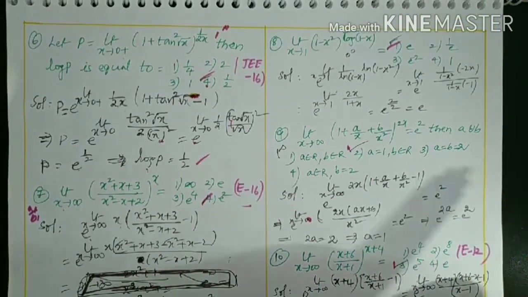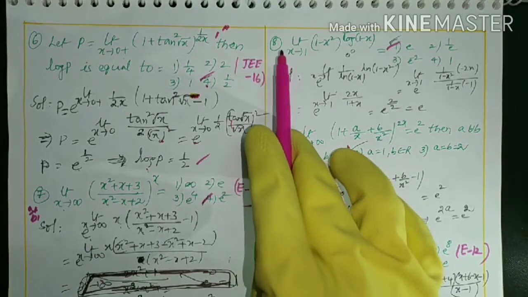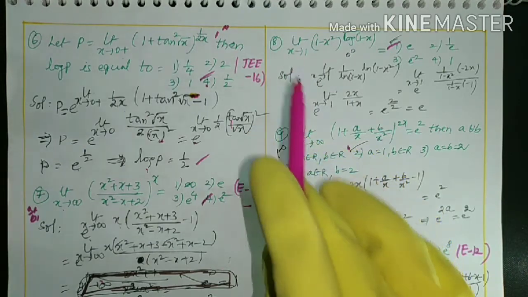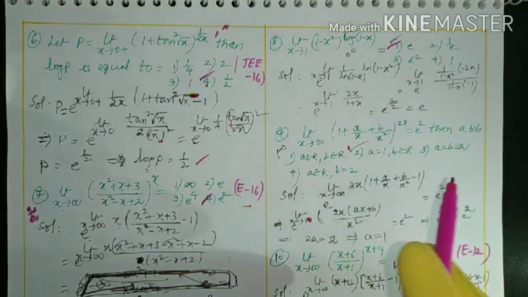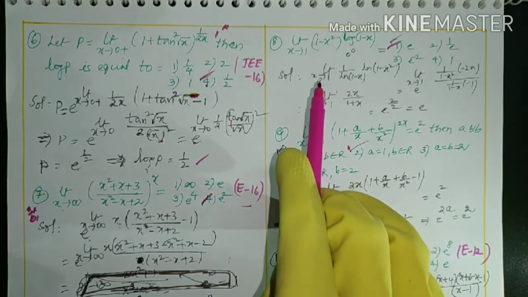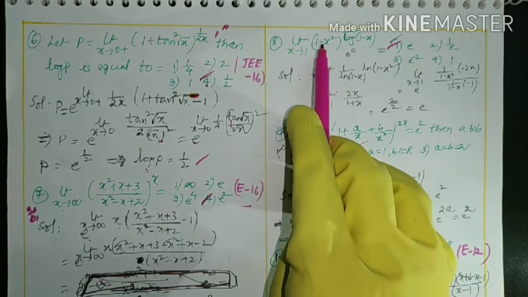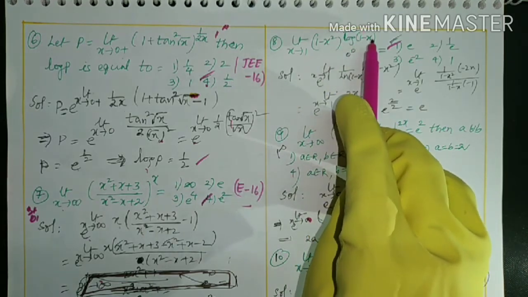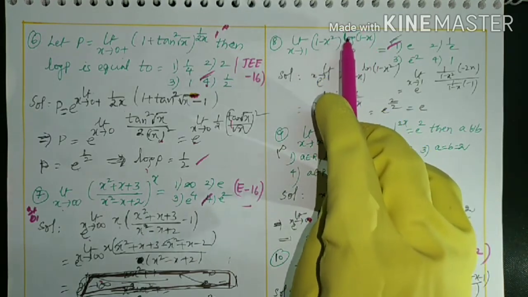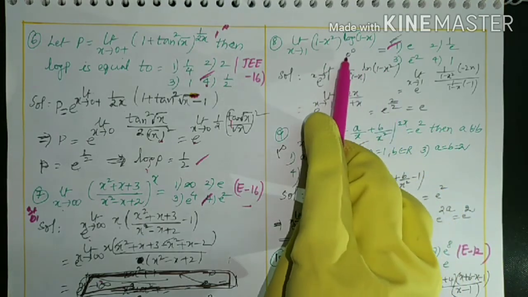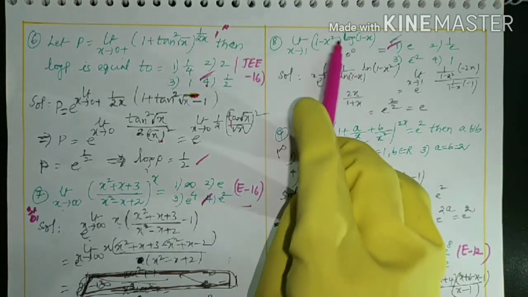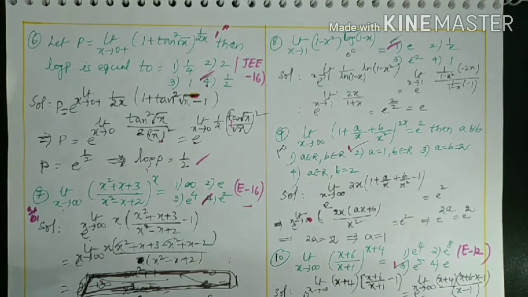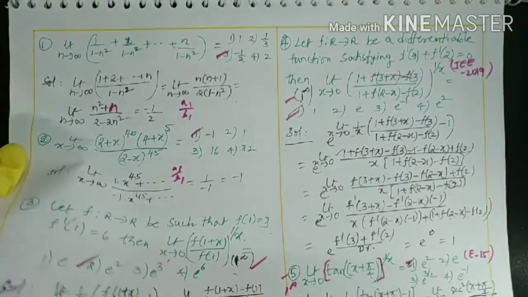Now you can come to the next question. The limit as x tends to 1 of (1 minus x square) power 1 by log of (1 minus x) is given, and we are asked to simplify. First we observe the limit position. As x tends to 1, 1 minus 1 is 0, and the power 1 by log of (1 minus 1) is log 0, which is infinity, so 1 by infinity is 0. It becomes 0 power 0. Now we can use the 0 power 0 application. For 0 power 0, what can you do?